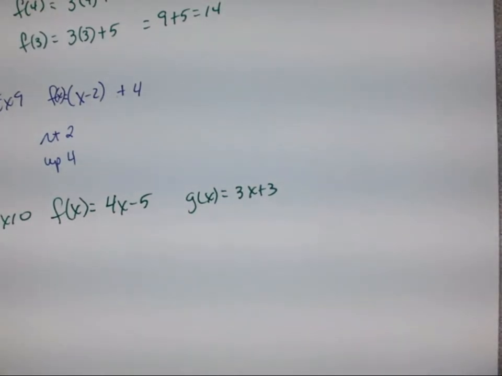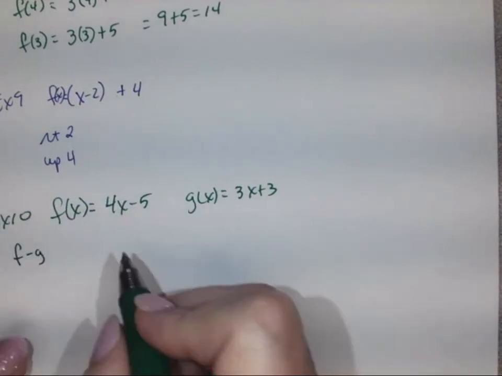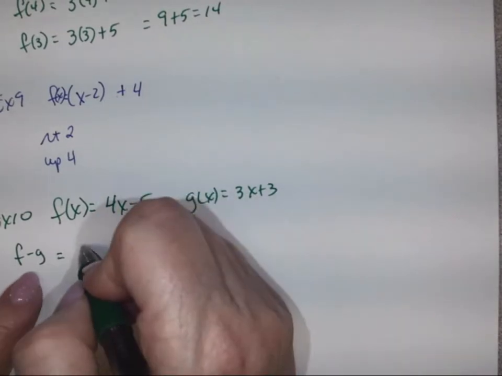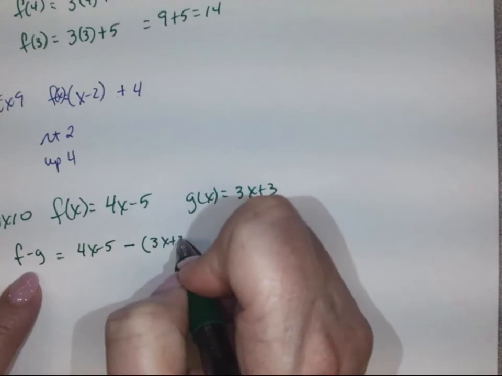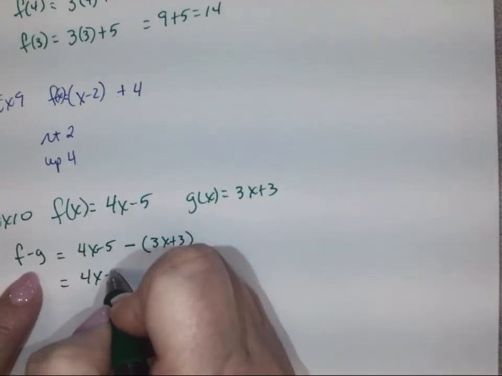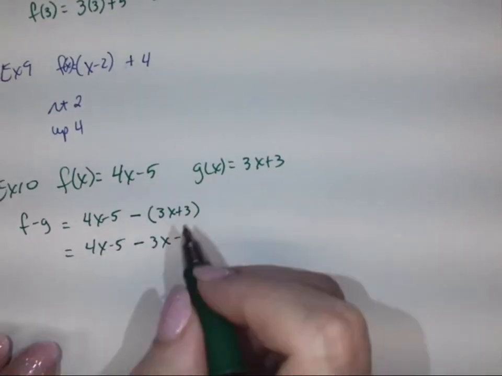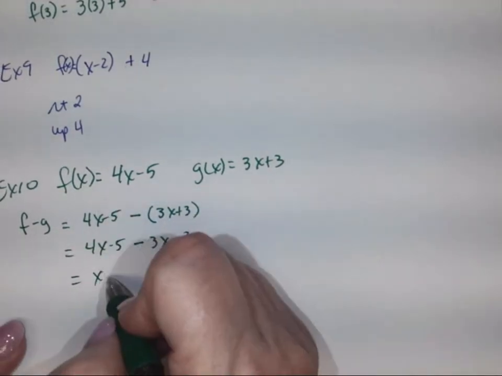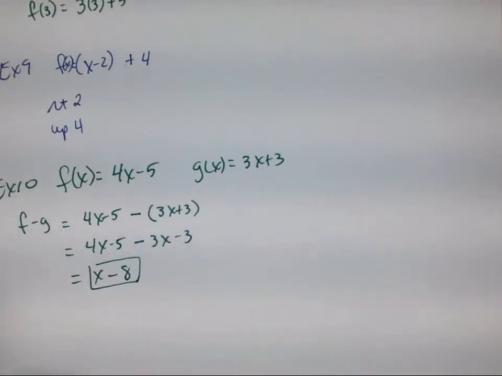And the first thing we're going to find is, let's do the subtraction. So f minus g, remember that is taking each of the functions and subtracting them. So we're going to take f minus our g. So that'll get us 4x minus 5 minus 3x minus 3, because we have to distribute the negative sign. Combine like terms, 4x minus 3x will get us x. Negative 5 minus 3 will be minus 8. And that's your answer. The next thing we're going to do is add them.